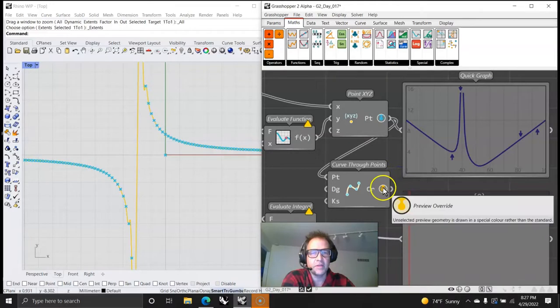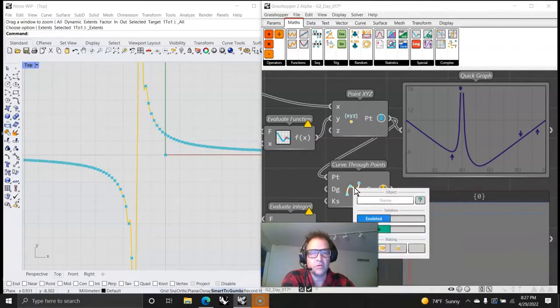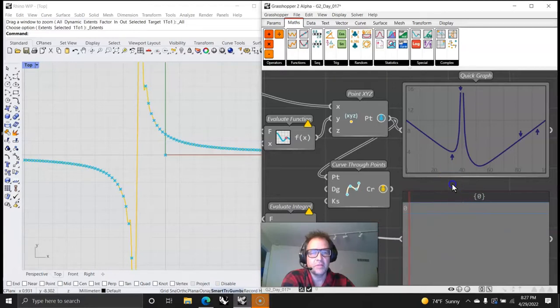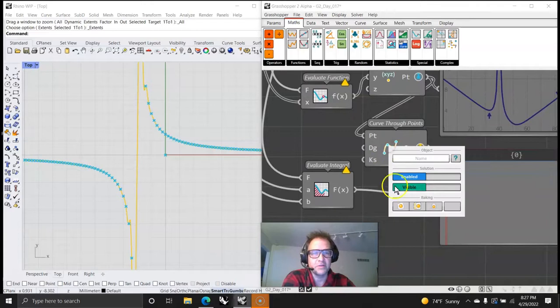Let me see if I can remember where it was. Grafting, simplify, reverse, sort. This is my curve. Oh, there it is. You have to hit the middle one. It's been a while. It's been like 2 days since I was playing with this, and this is what happened.